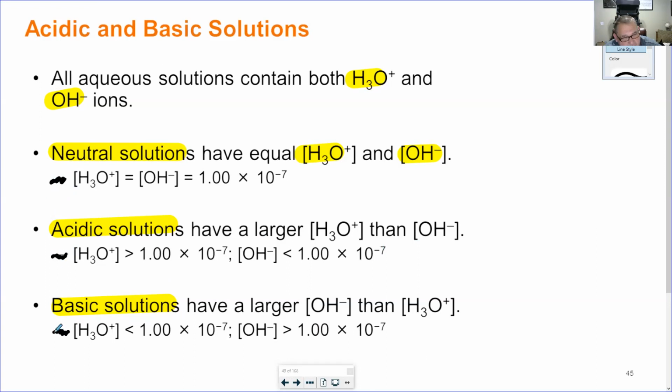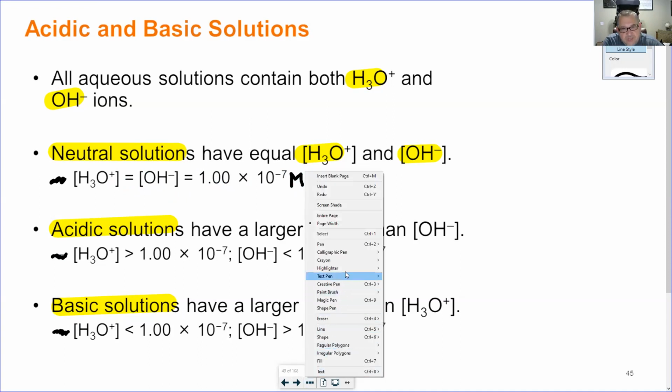I want to make sure you understand that's not a negative in the system. So neutral solutions have equal concentrations of H plus and OH minus. With those two things being multiplied against one another, that only happens when they're at 1 times 10 to the minus 7th molar. Those concentrations have to be 1 times 10 to the minus 7th molar.